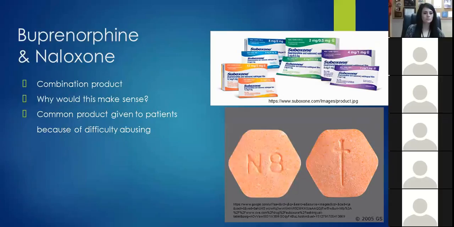But if patients, say, try to crush it up or they try and melt the films, which is what the Suboxone boxes are, the films. If they try and melt it and inject it, then they're going to be getting the naloxone, and that's going to be countering any opiate effects that they might be trying to receive from the buprenorphine. So that's why these medications come together. Orally, you're not going to get any of the naloxone, you're just going to get the buprenorphine, and it helps for patients that are going to try and abuse these medications.